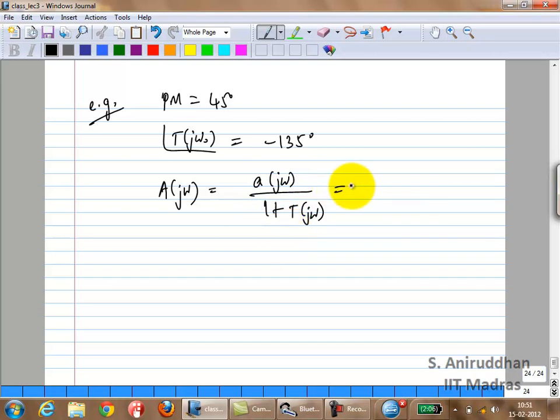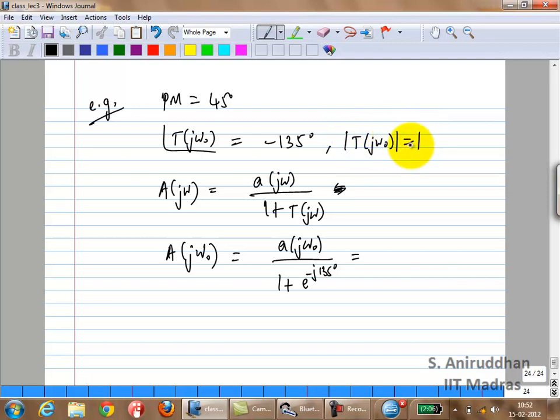Okay. So what we want is A of j omega naught. It's nothing but A of j omega naught over 1 plus T at minus j 135 degrees. First of all, you also know that T equals 1 at the phase margin point. Okay, what does this mean? A of j omega naught times f is 1, which means A of j omega naught is 1 over f. Correct?